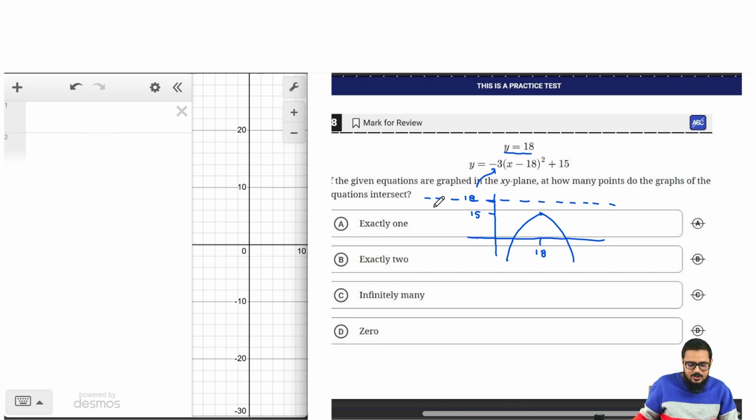So when the question says, if the given equations are graphed in the xy plane, at how many points do the graphs of the equations intersect? None. They're not actually intersecting, right? So I'm going to go with answer option D. But again, I really believe that this is again a Desmos question.